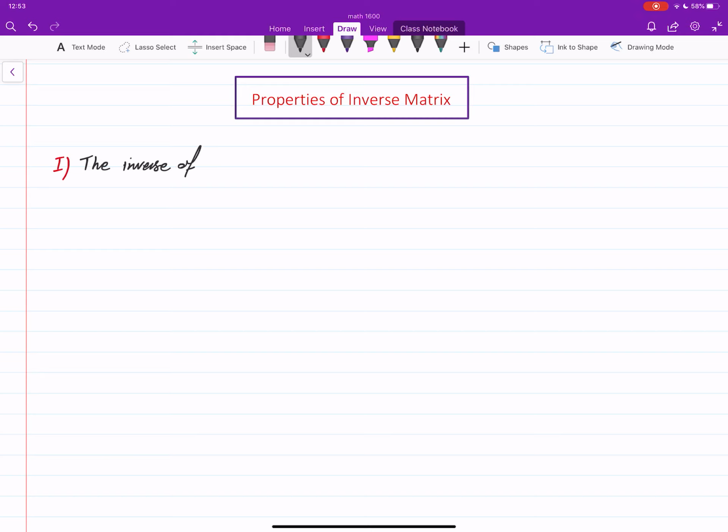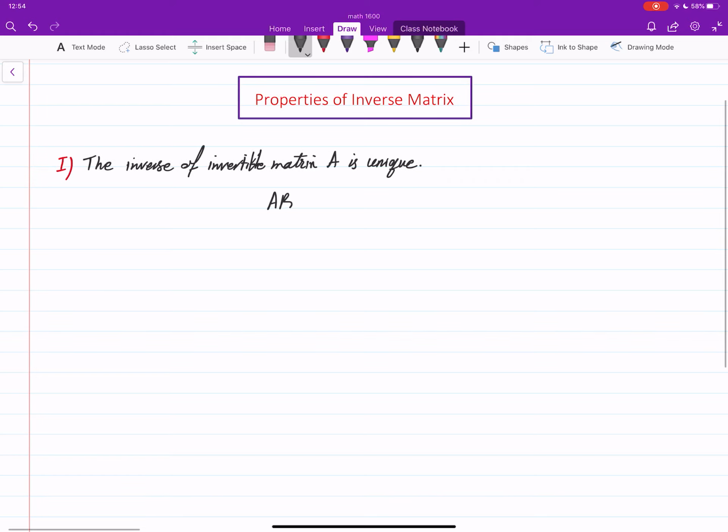of an invertible matrix is unique. Meaning that, if I find an inverse for a matrix, so let's say I found B1 such that AB1 equals identity, both from left and right, and you find another matrix B2 such that AB2 equals I and B2A equals I, these B1, B2 need to be the same. It is unique. We cannot find more than one inverse.